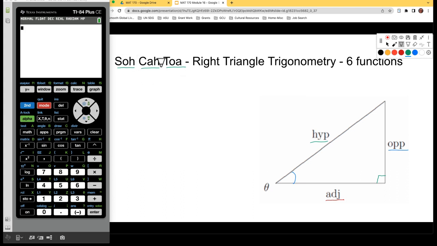So SOHCAHTOA, the first part means sine, which we abbreviate SIN. If you were to spell it, it's S-I-N-E. But the sine of an angle, and this time we're going to refer to theta, which is this particular angle here, we can arrive at it. It's just a function of the ratio of the sides. And as you see the O and the H, it's the ratio of the opposite over the hypotenuse.